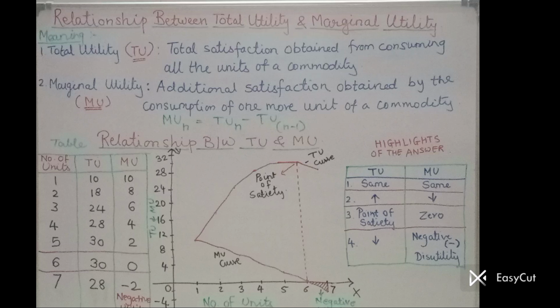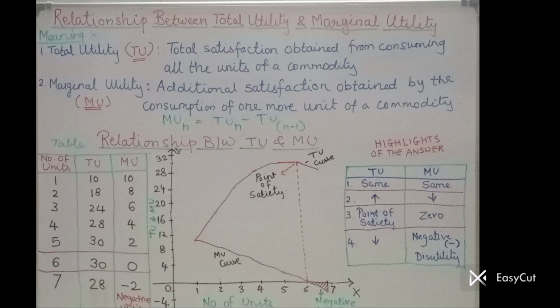Now one more short table I have drawn, to which I have given the heading highlights of the answer. This is for your understanding. In the exam, no need to write this way. We'll explain it in words, in sentences. Highlights of the answer. See, I have explained the relationship of TU and MU in short. The relationship can be explained in four stages. First stage, TU and MU are the same, that is 10, 10. At the very first unit of consumption, both are the same.